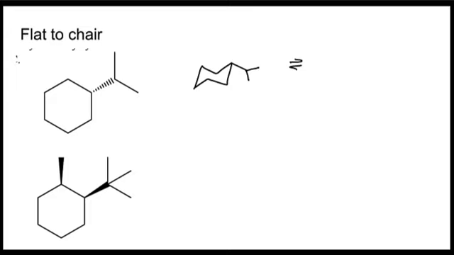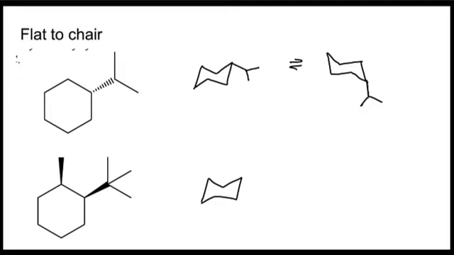We can ring flip, and so let's practice doing a ring flip for this particular compound. So right now I've drawn the isopropyl group equatorial down, and let me draw my ring flipped structure. And the isopropyl group is now going to be down still, but it's going to be axial down. Okay. So the next example is a cis relationship between a methyl and a tert-butyl.